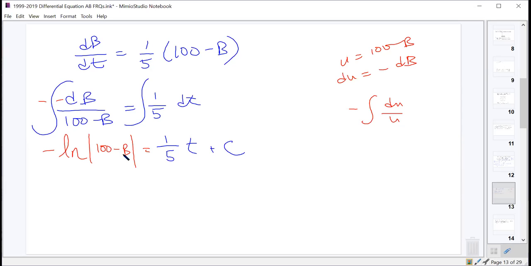Next step is to solve for c. Our initial condition was that when t is 0, this bird weighed 20 grams. Is that correct? 20 grams. We have negative natural log of 80 equals 0 plus c, or the constant is negative natural log of 80. Everybody okay with that? People at home okay with that?